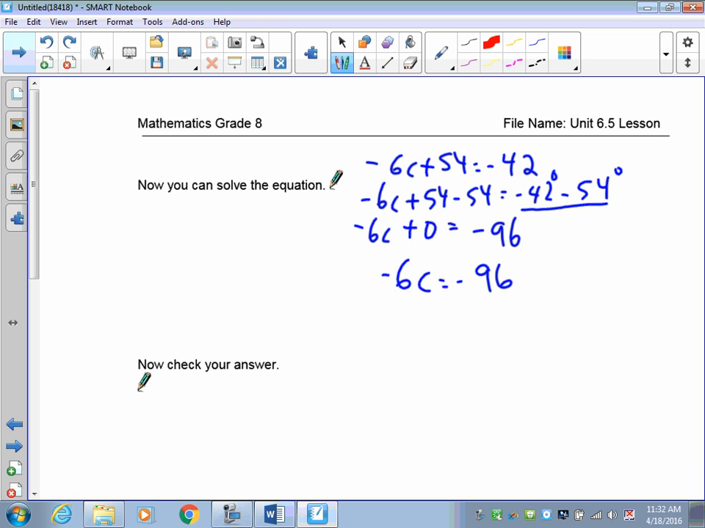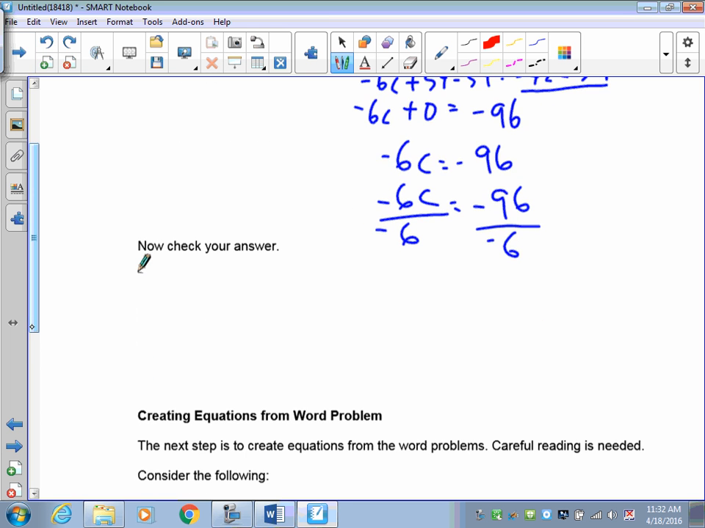Now, I'm multiplying by negative 6, so I'm going to divide by negative 6. Whatever is on the right-hand side has to be done to both sides, or left-hand side. 6 divided by 6 is 1, and negative divided by negative is positive, so that becomes 1c. And of course, 96 divided by 6 is 16. They're both negatives, so that means we get a positive 16, so c is equal to 16.